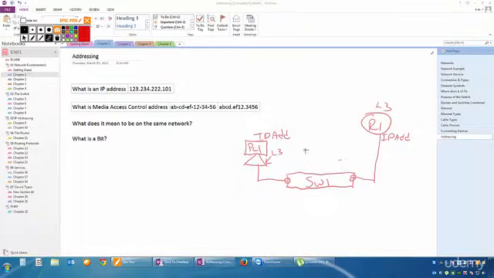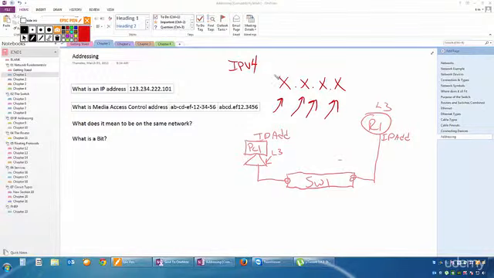So let's talk about an IP address. What does it look like? An IP address has 4 sets of numbers. Now, I have to tell you, this is IP version 4. Version 6 is a lot different, but we're going to focus on IP version 4. We have 4 different sets of numbers.